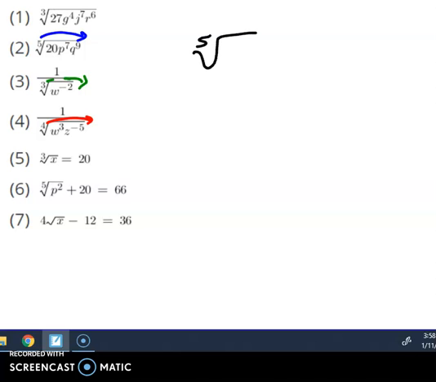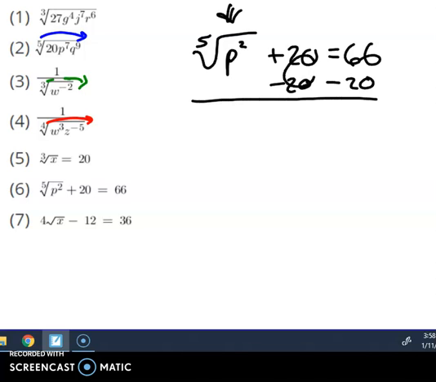Alright, so the fifth root of p squared plus 20 equals 66. If I want the radical by itself, the first thing, hopefully you did, was get rid of the 20. In doing that, I get the fifth root of p squared equals 46. Now, this problem looks like problem number 5. So at this point, whatever steps we did in number 5, we're going to do in problem 6. We'll get the radical by itself.